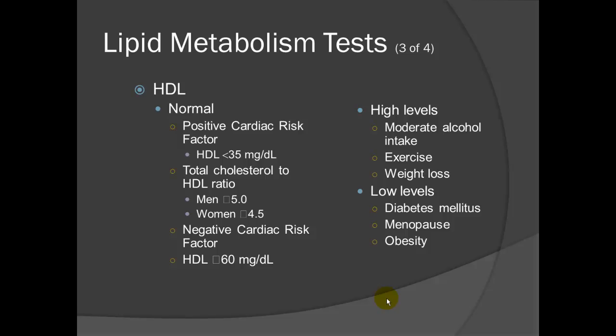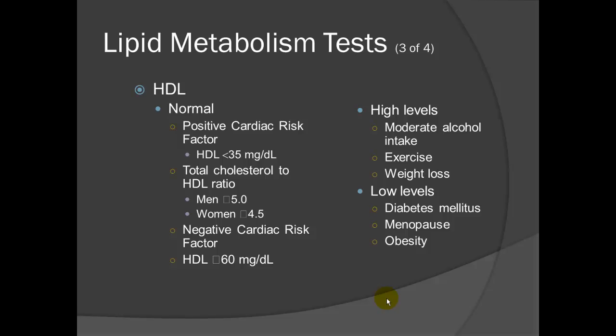HDL, normal should be a positive cardiac risk factor. Let me back up one second. The HDL is a positive cardiac risk factor. An HDL less than 35 milligrams per deciliter is abnormal. Total cholesterol to HDL ratio should be like in men 5.0 and in women 4.5. Negative cardiac risk factor would be an HDL of 60 milligrams per deciliter.